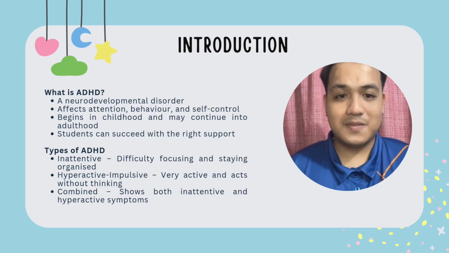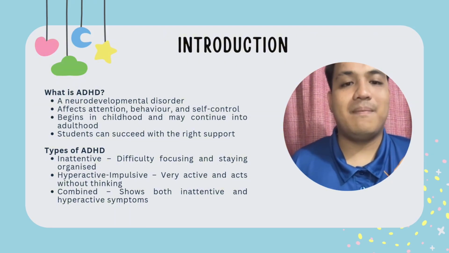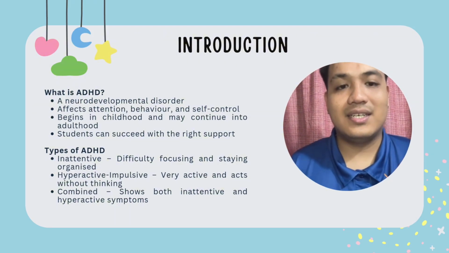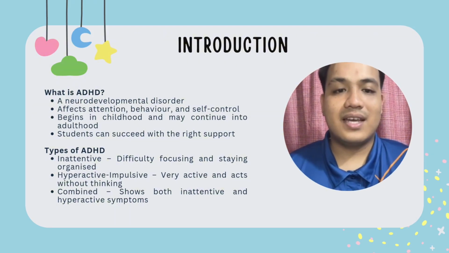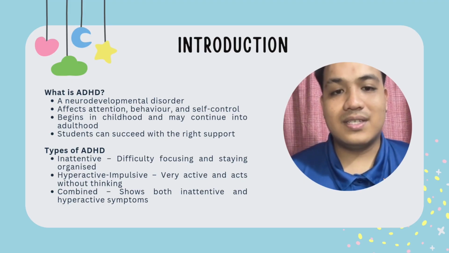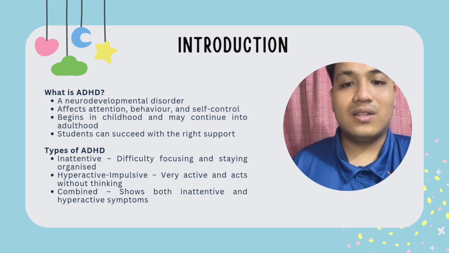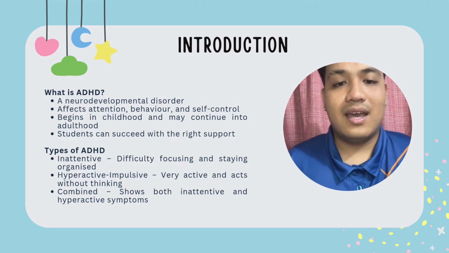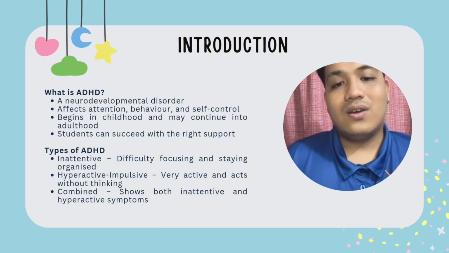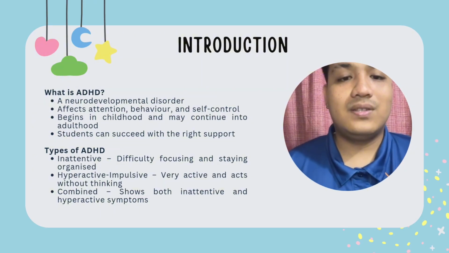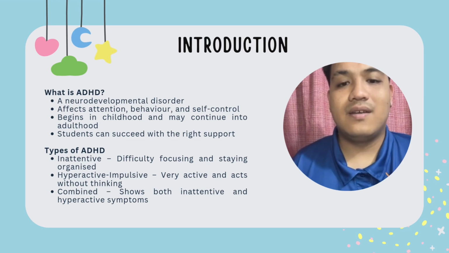The second type is predominantly hyperactive-impulsive ADHD. These students are always active and may find it difficult to sit still. They may talk a lot, interrupt others, act without thinking, or have trouble waiting for their turn.